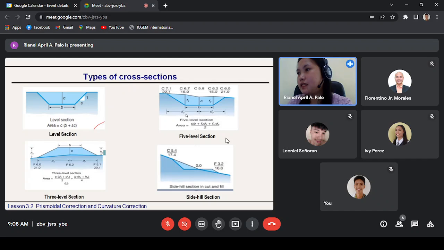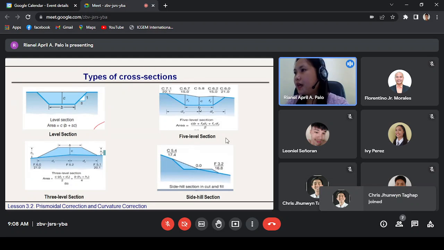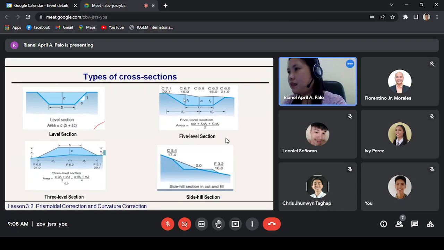Then sa five-level section, may modification lang siya sa three-level section. Sa five levels, so five rod readings at this station. Magkuha ta og rod readings sa atong center line sa atong road, then two rod readings sa intersection sa atong existing ground and the proposed elevation or the slope stake, then also sa edge sa atong base. So, assuming kani ang atong base width sa atong kalsada nato, ang endpoint niya, ang edge niya, may vertical distance siya. That is the five-level section.